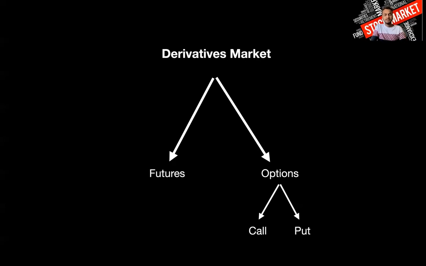Now, options are where you can buy and sell both on the upside and downside. Options have two segments called call and put. If you buy call options, you're assuming the prices might go up. If you sell call options, you assume that prices are not going to go up. Similarly, if you buy a put option, you're buying a contract saying that prices would go down. If you're selling a put option, you're assuming that the prices won't go down.